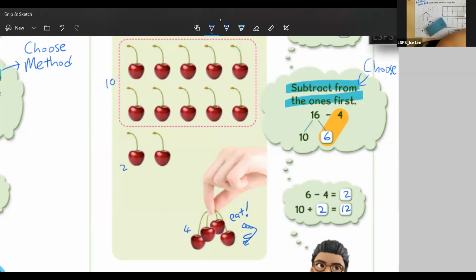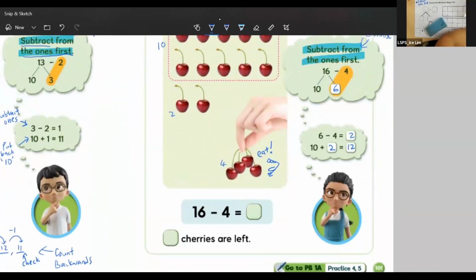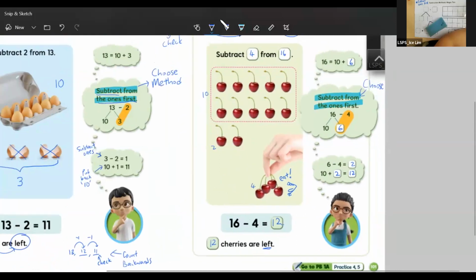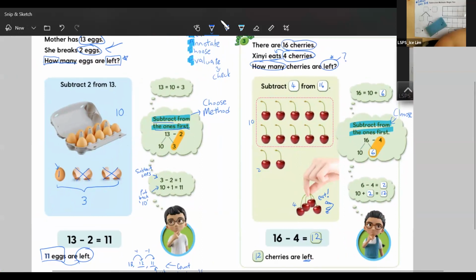Okay, have you written down everything? Alright, so here at the bottom, we can do 16 minus 4 equals 12. There are 12 cherries left. Now I show you with the whiteboard.